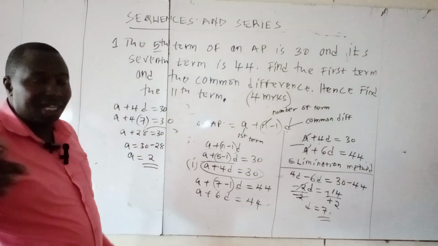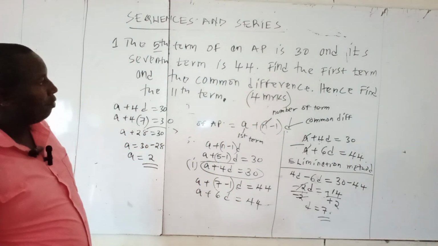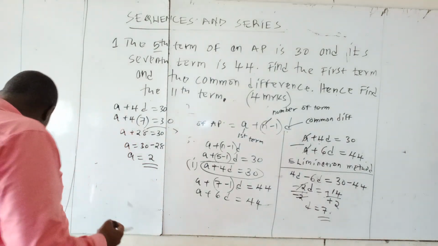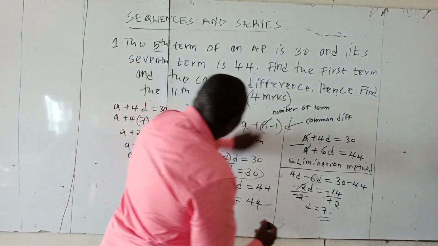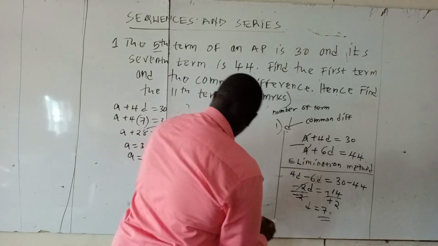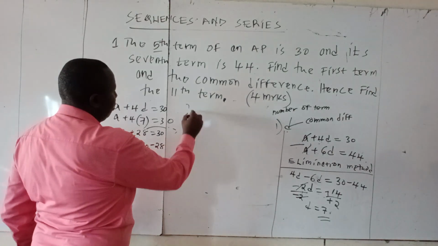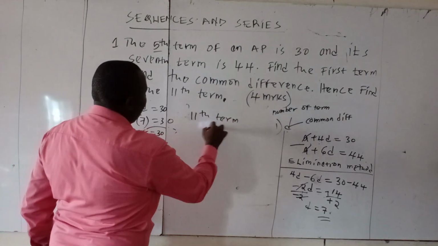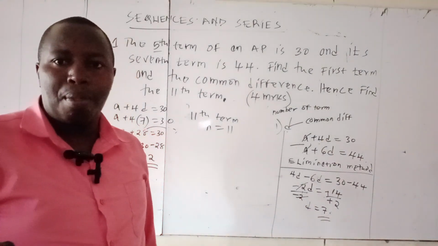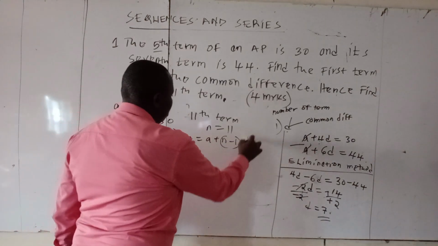Then in the last question, once you find the first term and the common difference, you are told, hence find the 11th term. So let's see, how do you get the 11th term in this question? The value of n is equal to 11. Remember the nth term was a plus n minus 1 d.